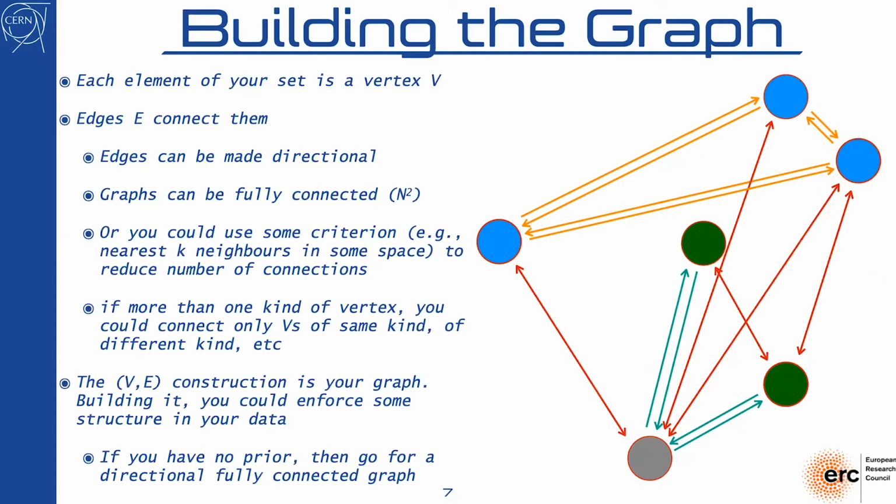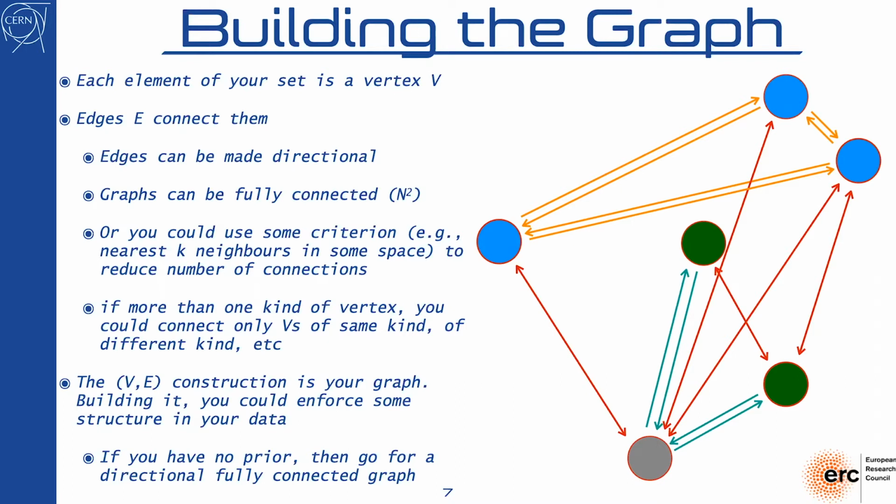So how do you build a graph? You have your elements, and of course you can imagine representing them on a plane like this, and the connections are between different objects. The connections are represented by the edges that connect the vertices. The vertices are the items in your set. You can have a fully connected graph that would have order n squared connections, or you could have some criterion by which you know that certain elements are connected, but certain others are not.